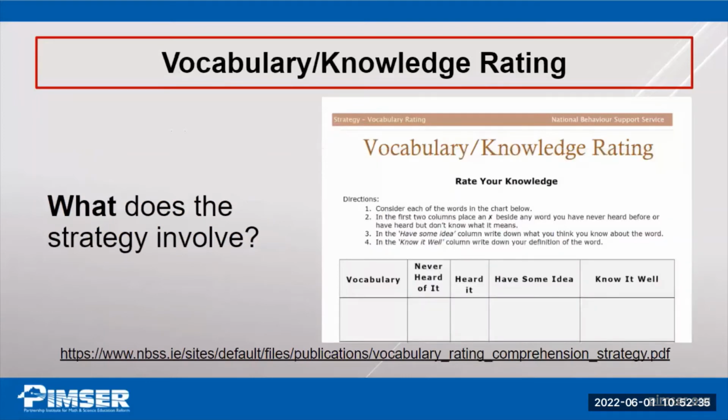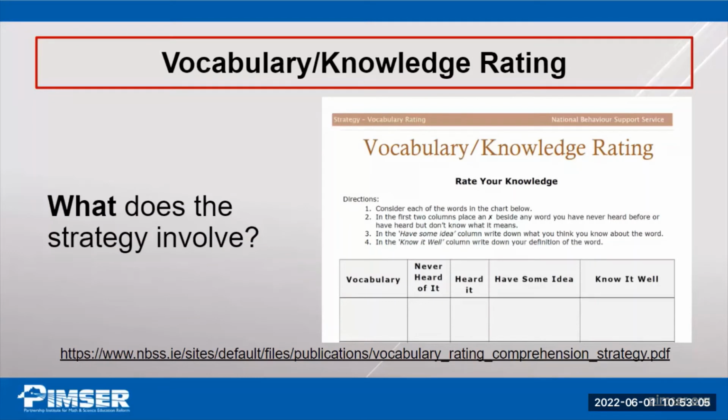The first strategy we're going to look at is called the vocabulary knowledge rating. In this strategy, teachers select words that are going to be needed in upcoming instruction, and those are listed in the left-hand column. Students check one of the next two boxes. I've never heard of this or heard it.